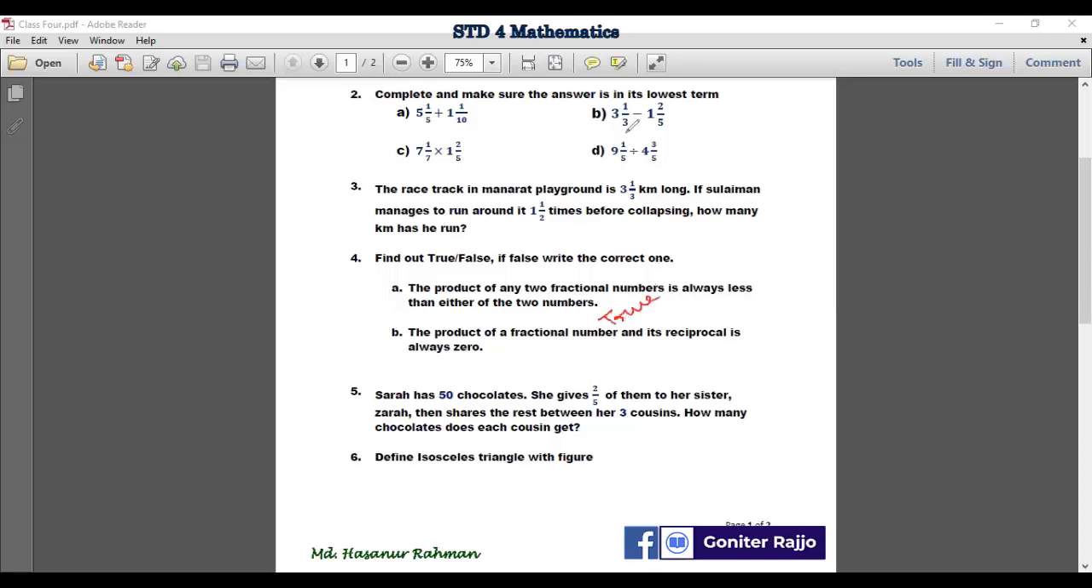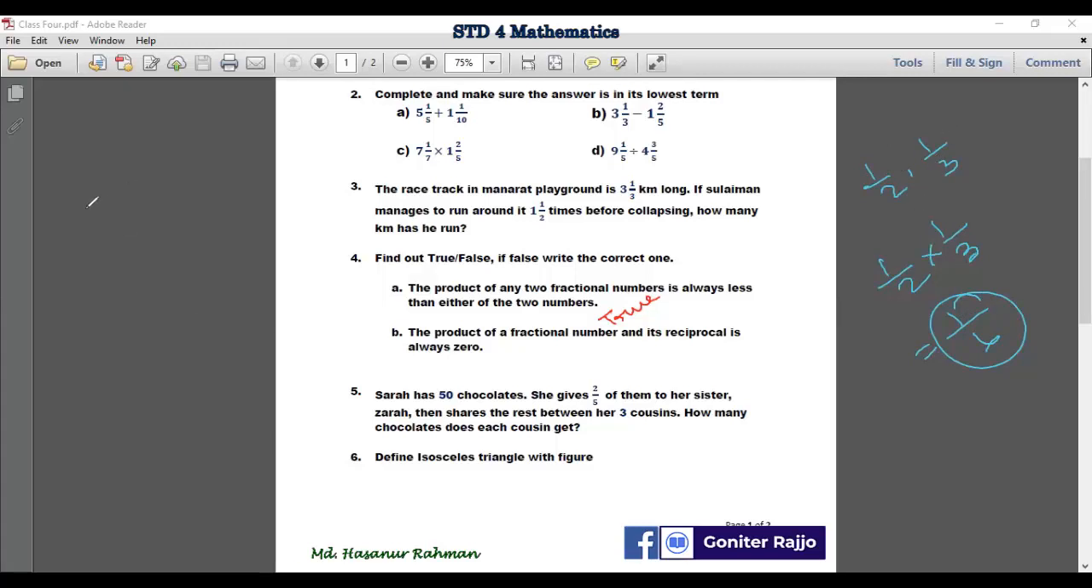Look, suppose I say 1/2 and 1/3. These are two fractional numbers. So if we want to find the product of these two, that means 1/2 multiplied by 1/3, that will be 1/6. This 1/6 is always less than 1/2 and 1/3.